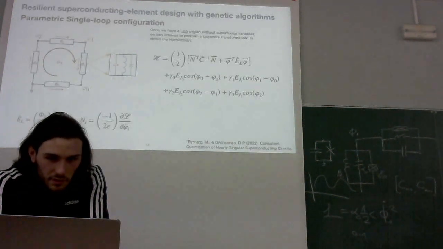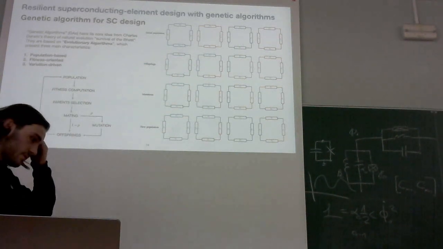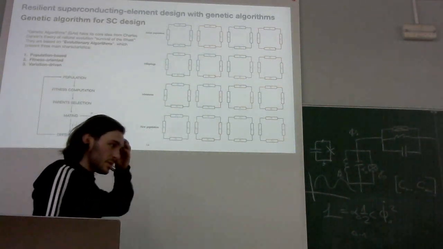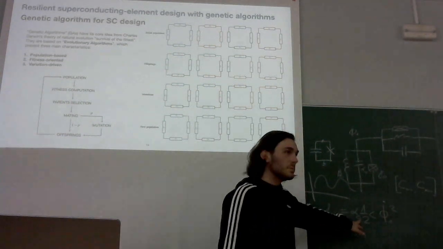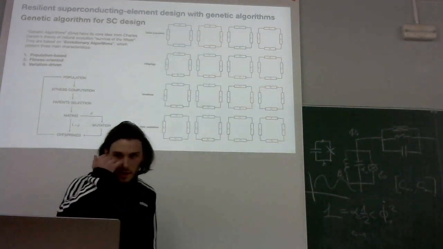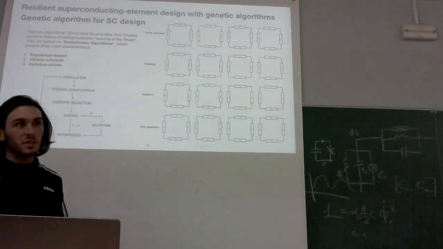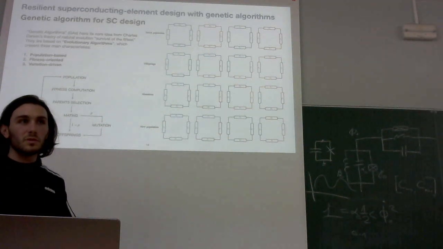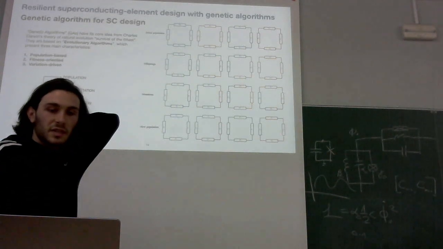Okay, so now the problem is how to find the values of these parameters I mentioned here. To do that, we could think of many optimization procedures like gradient descent or many others, but what they use here are genetic algorithms.